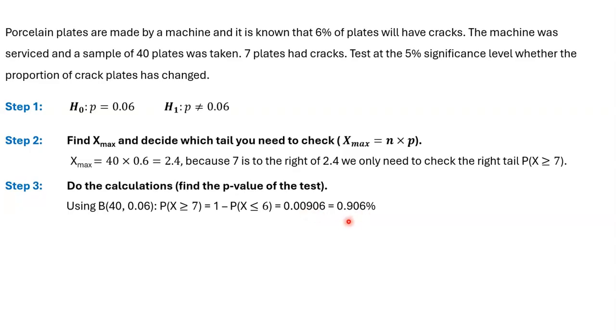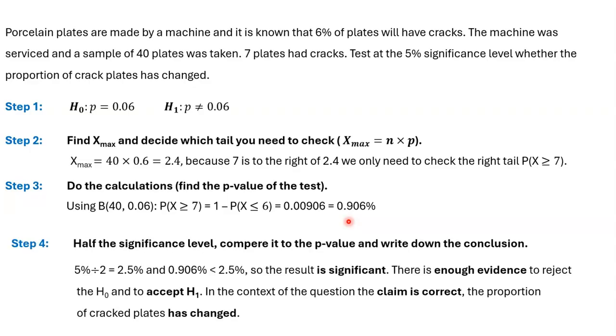The calculation to get the p-value gives 0.00906, which is actually less than 1%. It's a very small probability. And we also have to halve the significance level again, which is 2.5%. Now 0.9, which is about 1%, is definitely smaller than 2.5. So this result is significant and there is enough evidence to reject H0, and we can accept H1.